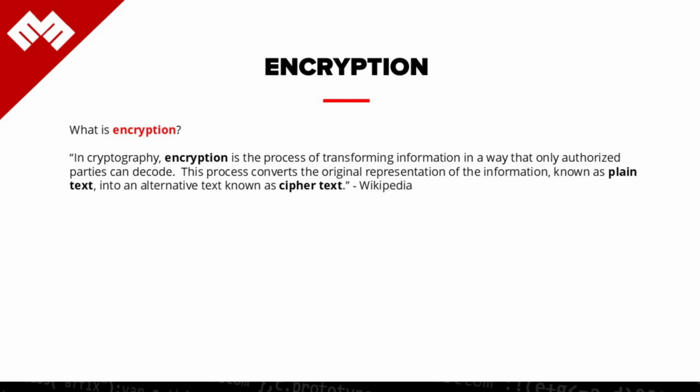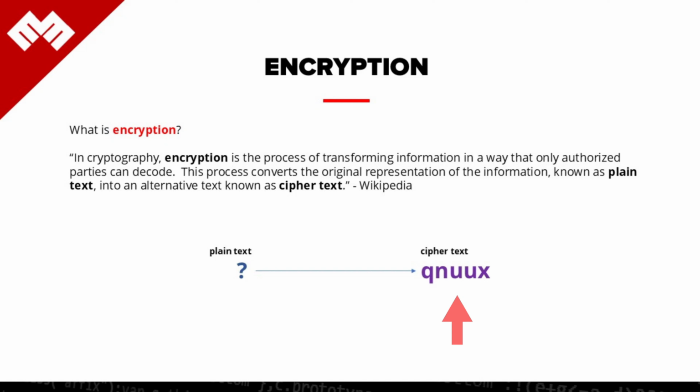In cryptography, encryption is the process of transforming information in a way that only authorized parties can decode. This process converts the original representation of the information, known as plain text, into an alternative text known as ciphertext. As an example, on the right is a piece of ciphertext in purple. It has been encrypted to make it difficult for unauthorized people to understand what the original plain text message is. How would we decipher it?